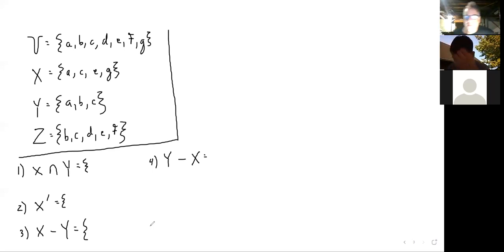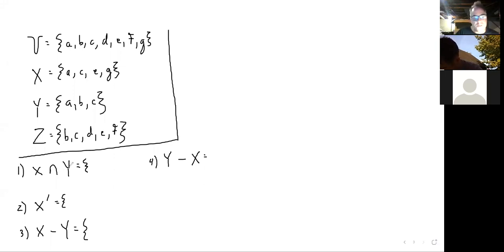All right, so I'm going to go ahead and jot down what elements would belong to these four sets. In all four problems that I put up here, they are single operations. Then we'll look at some multiple operations ones later.